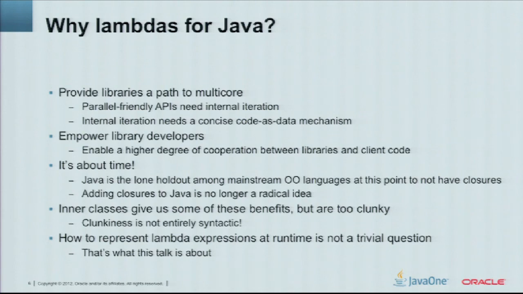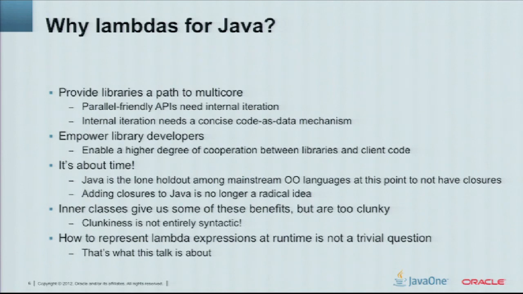Parallel libraries need internal iteration. Internal iteration needs a code as data mechanism, and lambdas is that. That's obviously not the only reason why we would want to have lambda expressions in our language. It just happened to be the fire that was burning hottest under our feet at the moment that we started running.